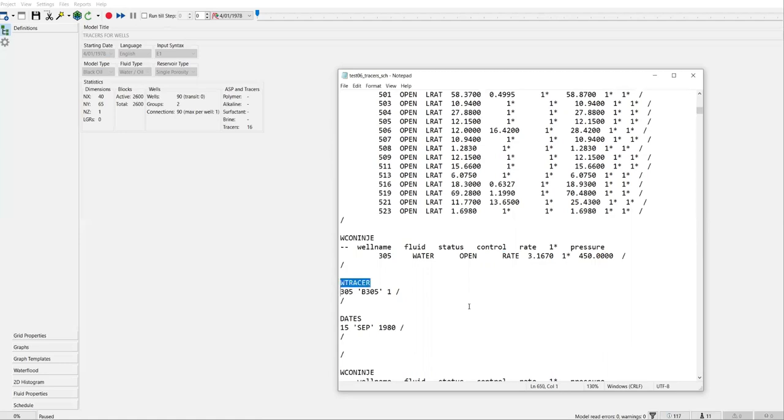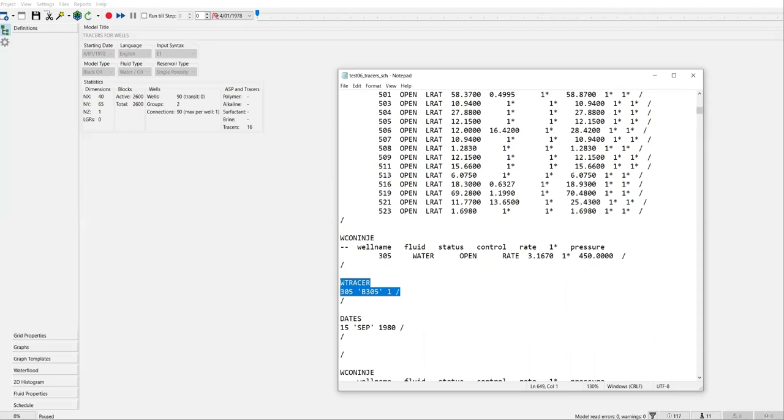And this is very important. The next keyword is WTRACER, which means tracer for the well. Basically you need to put 305, which is the name of the well. And for well 305, you put a tracer named B305. It means this is the B tracer for well 305. And you just put one in the keyword.